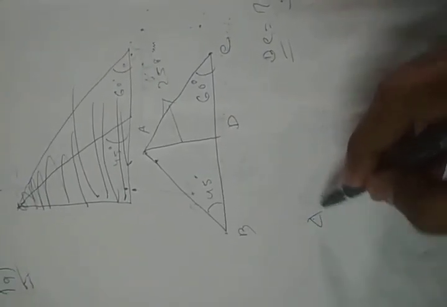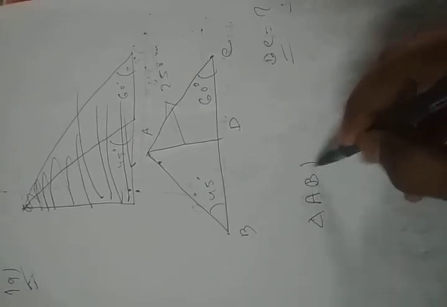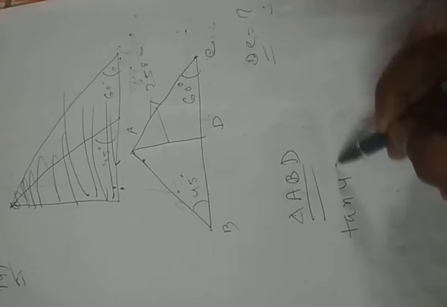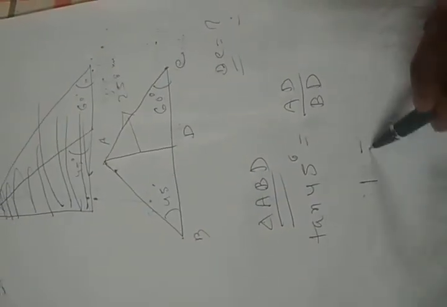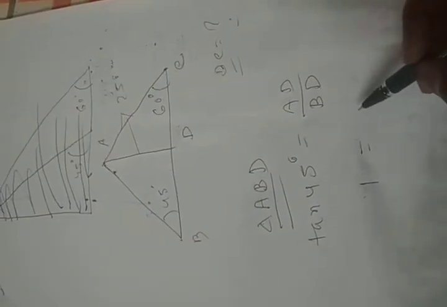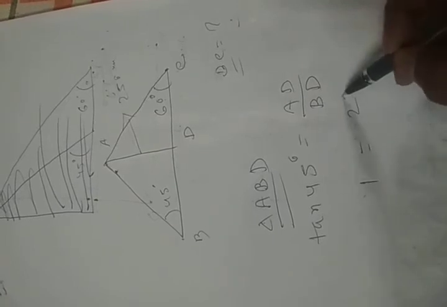Now using triangle ABD, what did I get? Tan 45 degrees equals height by base, right? The height is AD and the base is BD. So I got 1. Tan 45 degrees equals 1. AD is 250 and BD. So I got BD equal to 250.